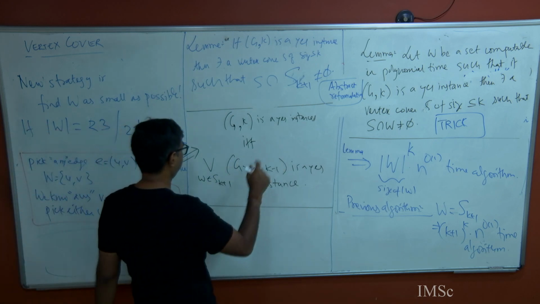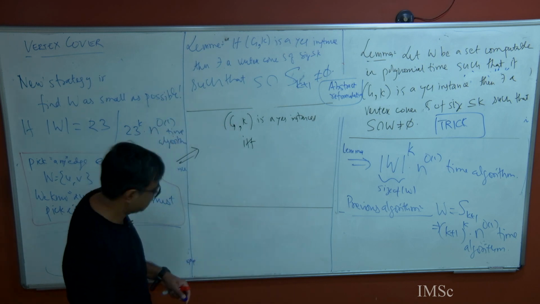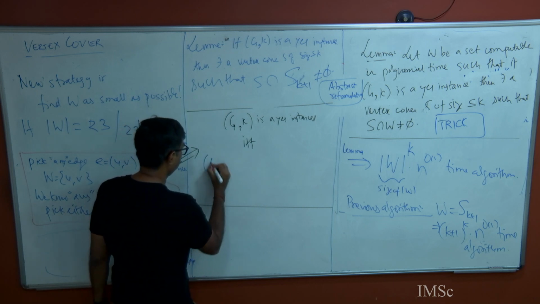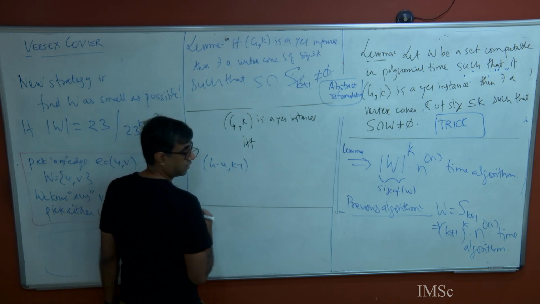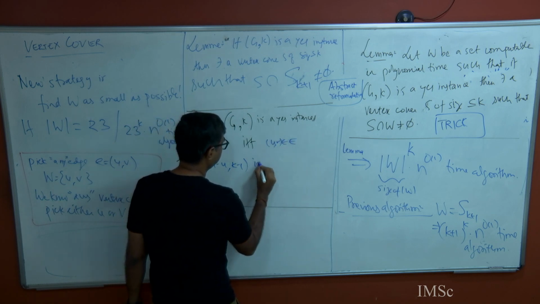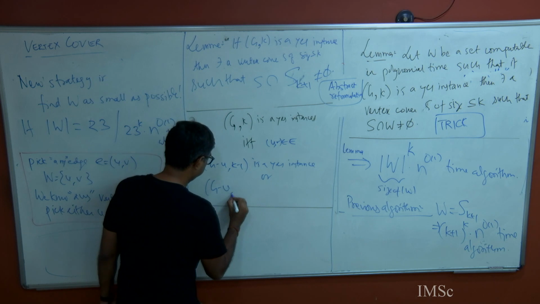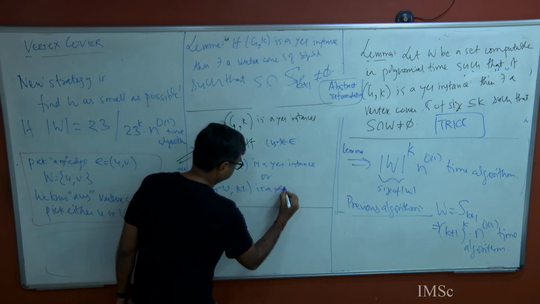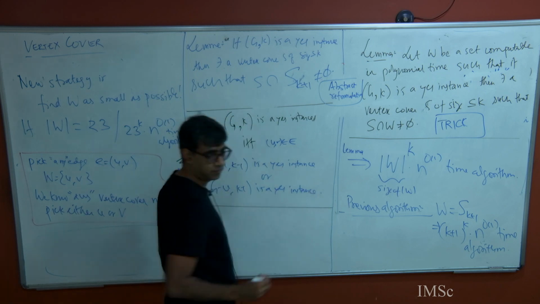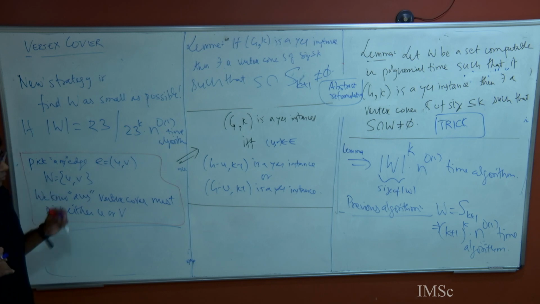(G, k) is a yes instance if and only if (G minus u, k minus 1) for some u in the edge is a yes instance, or the other branch is a yes instance. Right? All good? So now you will remember this trick.